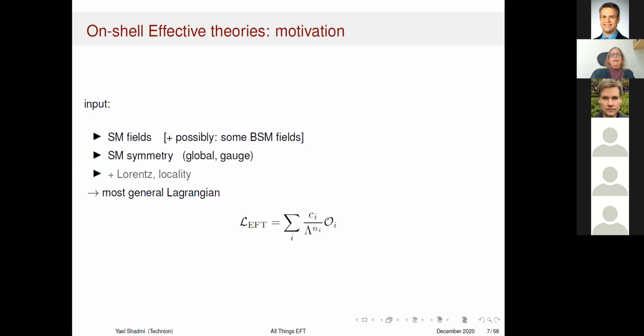So in the usual construction, when you look at what's the input to these theories, these are the standard model fields, possibly some beyond the standard model fields, the standard model symmetry, namely the global and gauge symmetry, and of course Lorentz and locality. And out of this comes the most general Lagrangian. So we have an expansion, some higher dimension operators, suppressed by appropriate powers of the high scale lambda.